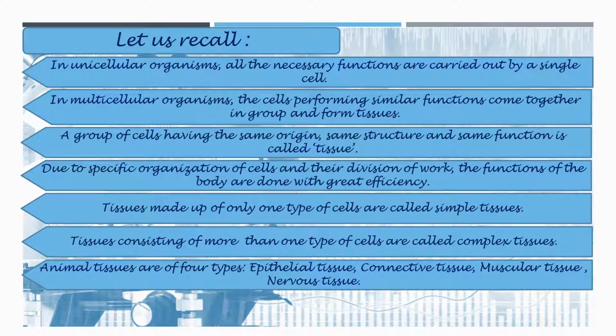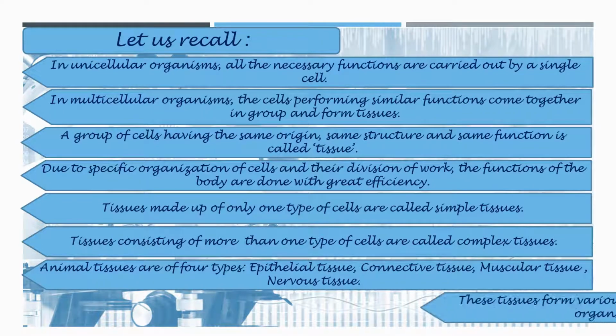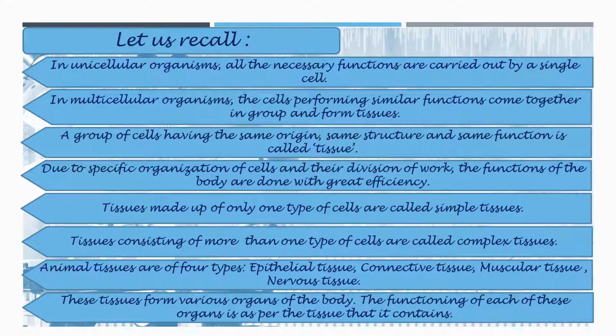Then we studied that animal tissues are of four types: epithelial tissue, connective tissue, muscular tissue and nervous tissue. These tissues form various organs of the body, and the functioning of each of these organs is as per the tissue that it contains.